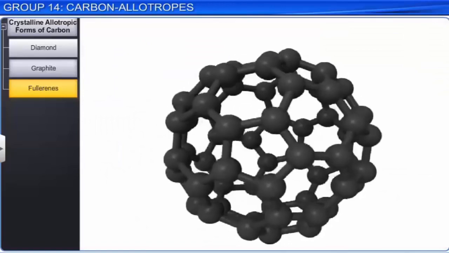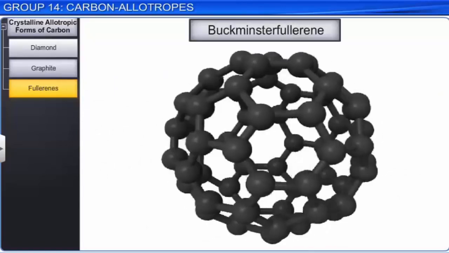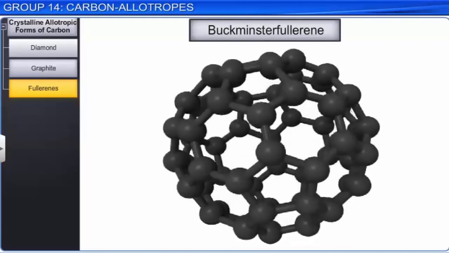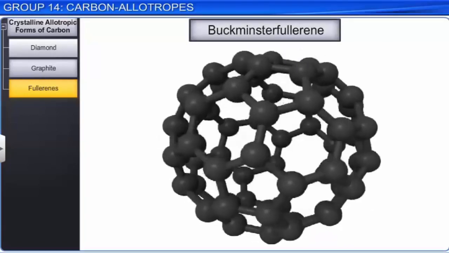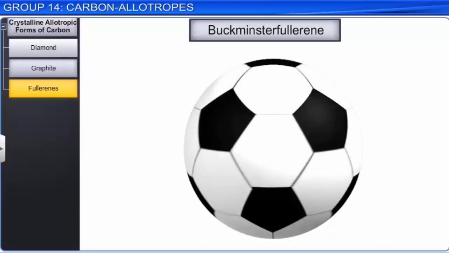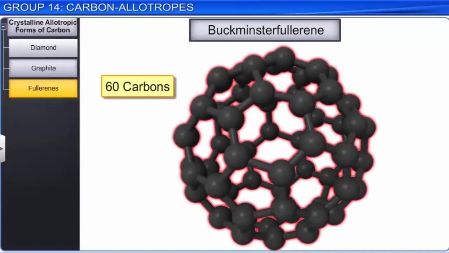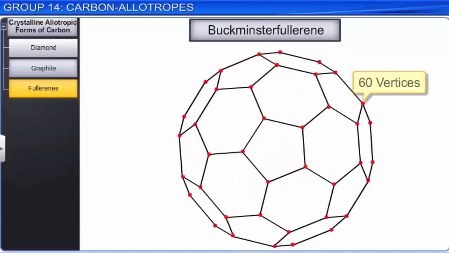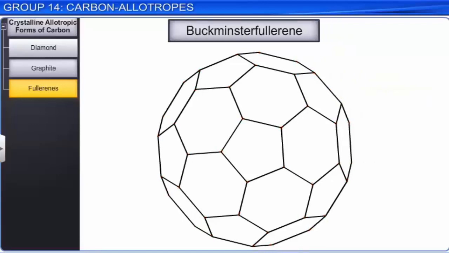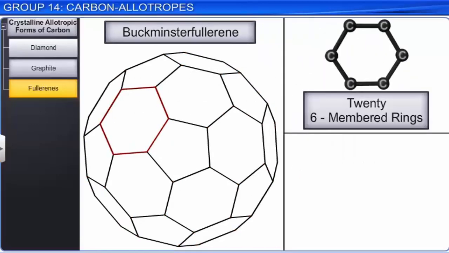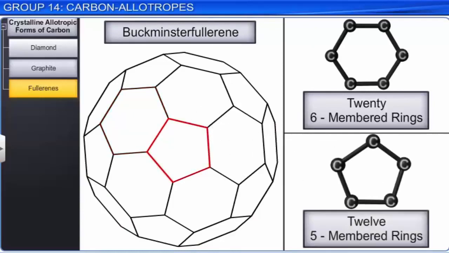Fullerenes are cage-like molecules. C60, or Buckminster fullerene, named after the American architect famous for his geodesic dome structures, looks like a soccer ball. It is sometimes referred to as a buckyball. Buckminster fullerene contains 60 carbon atoms arranged as a hollow sphere. This ball-shaped molecule has 60 vertices, each occupied by a carbon. It contains 20 6-membered rings and 12 5-membered rings.